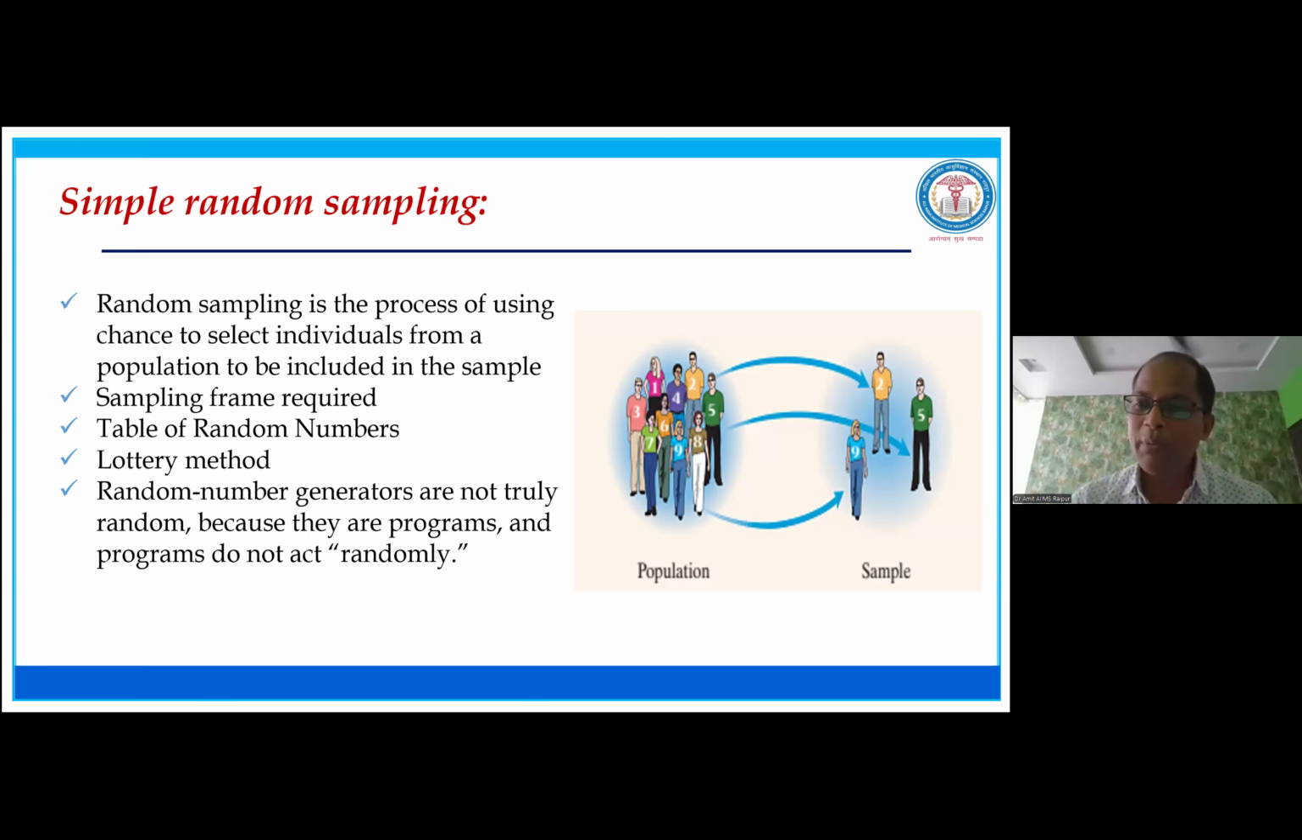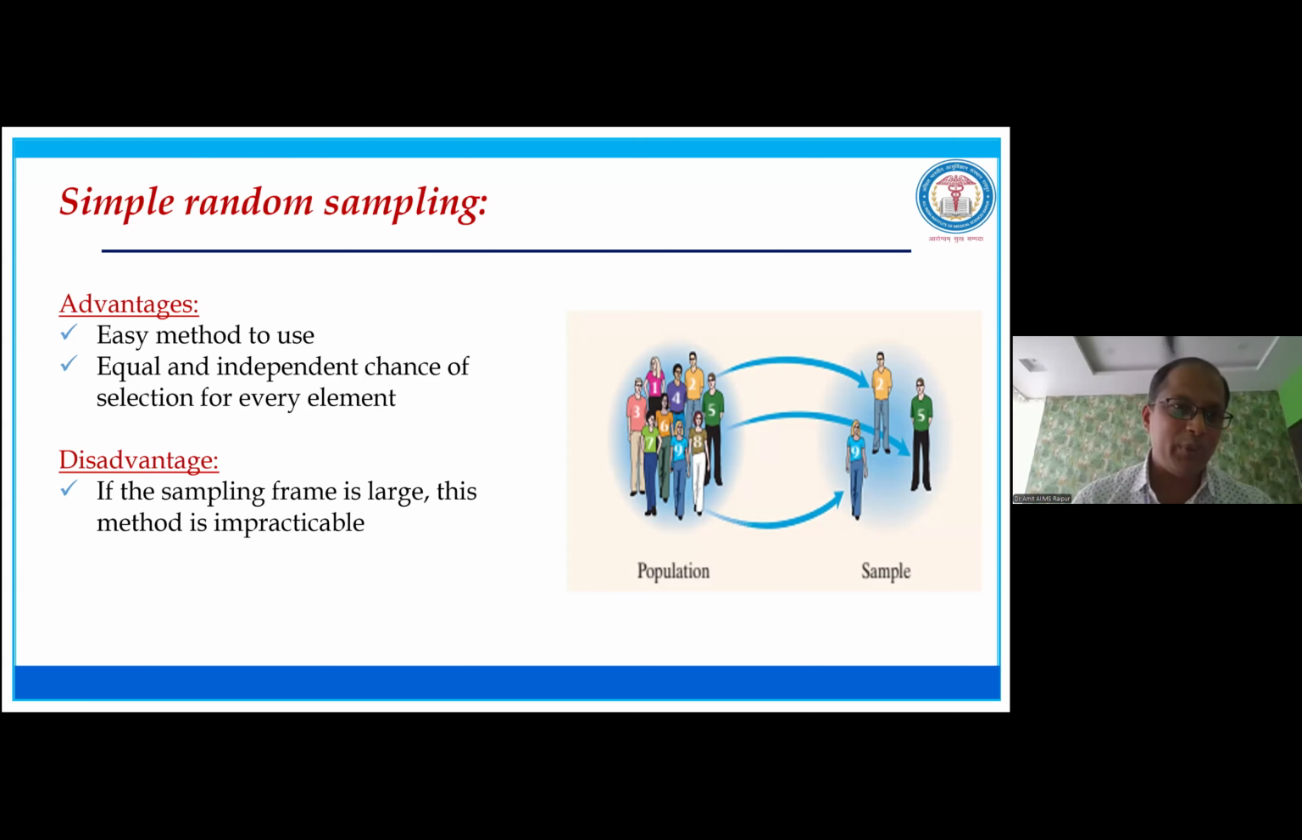But we have to remember that programs do not act randomly. They give sequences or numbers based on the details already inside the program, so it won't act randomly. We have to keep that in mind while generating random numbers in a computer.